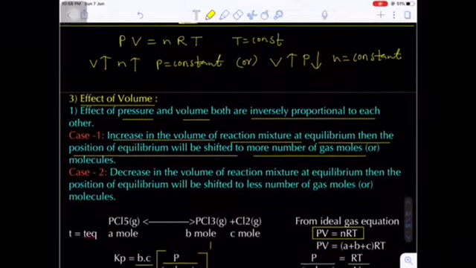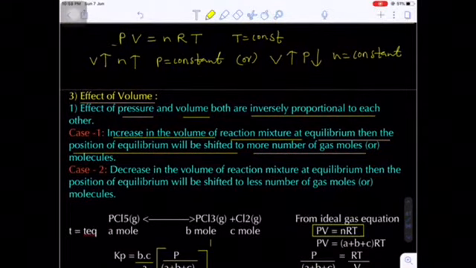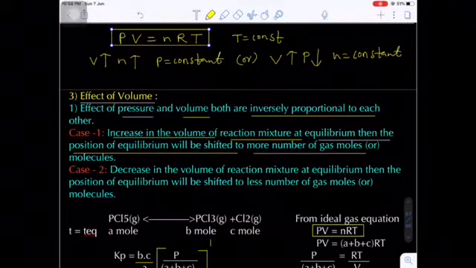Let's suppose we have the ideal gas equation, PV is equal to nRT. Suppose temperature is constant, and R is itself the gas constant. So we have volume, pressure and number of moles. Case 1, pressure is constant. When pressure is constant, volume is directly proportional to the number of moles. By increasing the number of moles, we can increase the volume of the reaction mixture.